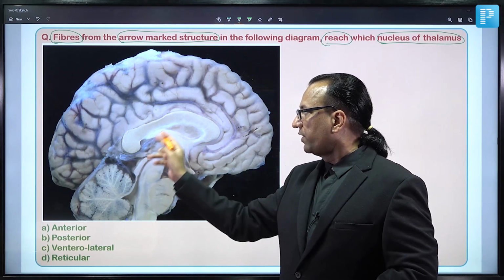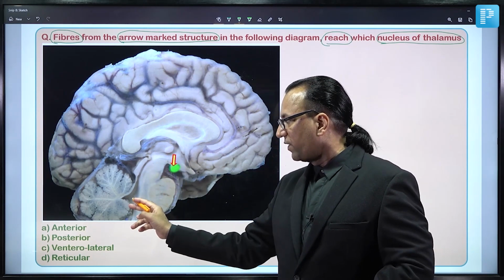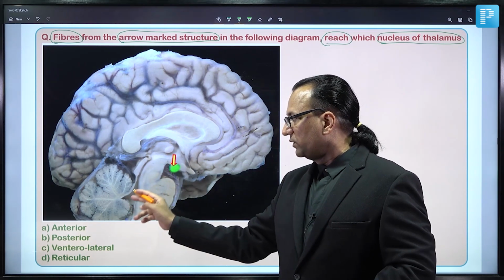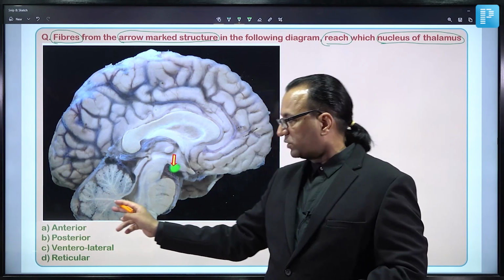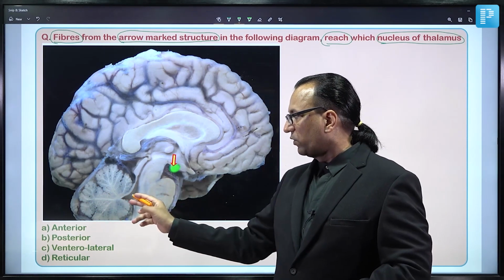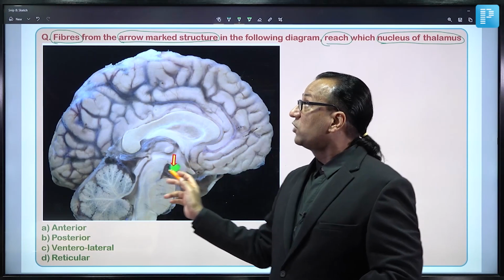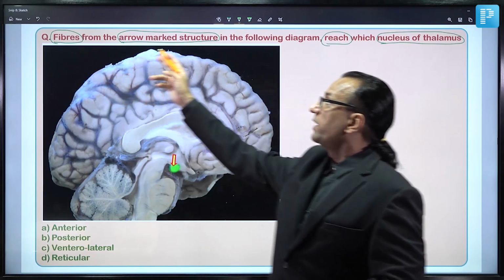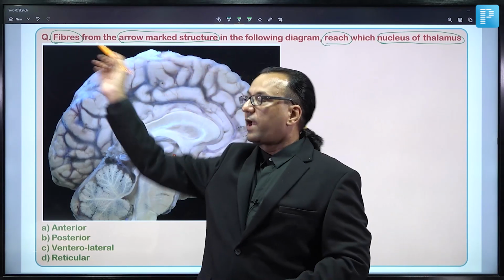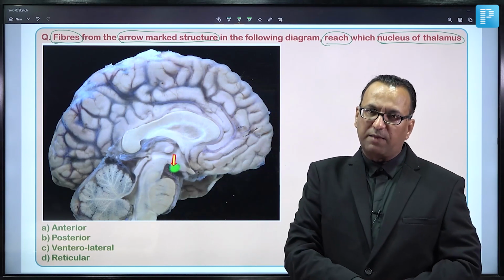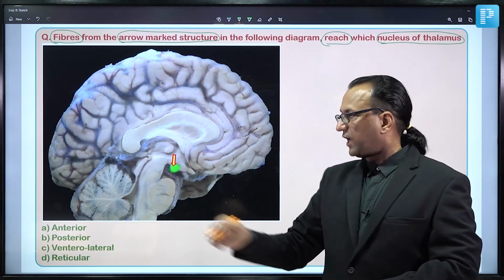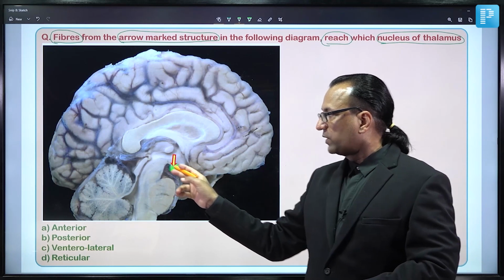At the floor of the third ventricle, you have the mammillary body. Then you have the fourth ventricle here, sandwiched between the cerebellum at the roof and the pons anteriorly as the floor. But anyhow, if you say this arrow mark structure is the mammillary body, what exactly are you talking about? The mammillothalamic tract is one major tract coming from the mammillary bodies going towards the thalamus.